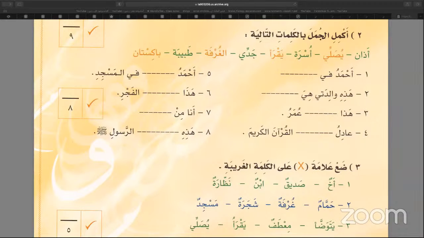أحمد يصلي في المسجد. Ahmed's praying in the masjid. Very good. هذا أذان الفجر. This is the adhan. This is the call of Fajr. Okay, next one. أنا من Pakistan. I am from Pakistan.